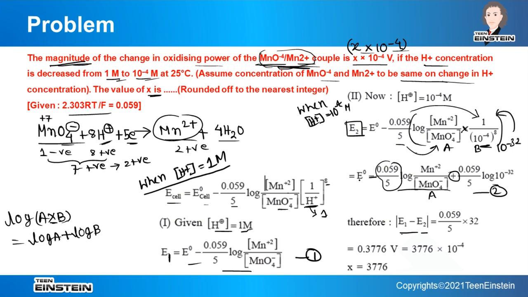So E0 will be cancelled. Then this term and this term are actually the same, so these also will be cancelled. So ultimately what will be remaining? This particular part will be remaining with a negative sign, but as we are taking the mod value, it will be like this. So it is 0.3776, but we have to write it in this format because we have to compare it with X into 10 to the power minus 4. So that is why we have written it in this format. And now compare, X value is 3776.